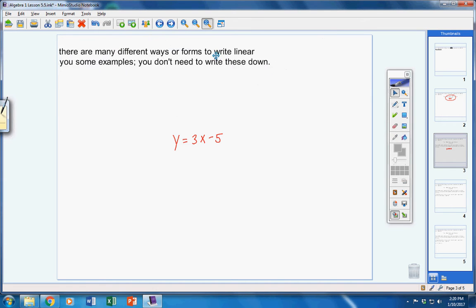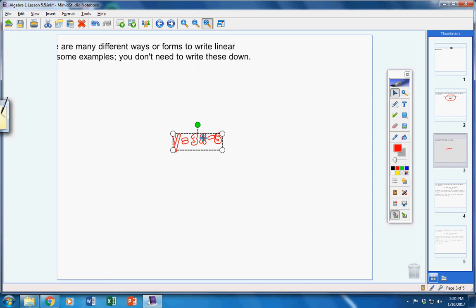I'm going to do all kinds of things to this. Don't write this down, just watch. I could bring the 3x over and make it a negative 3x. Look at that. They look totally different, but they're the same equation. I could change all the signs: make the 3x positive, the y negative, and the negative 5 positive. All of these three equations are identical.